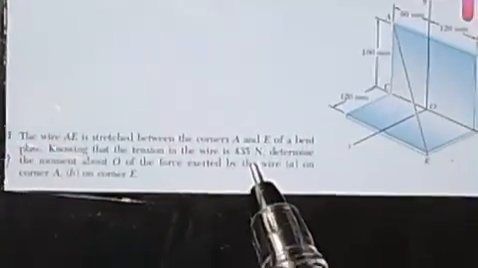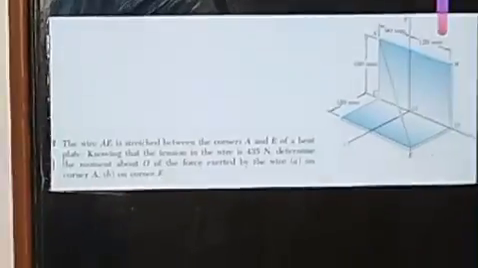Here is a question on moment of force, and the question says the wire AE is stretched between the corners A and E. This is A, this is E, of a bent plate, knowing that the tension in the wire is 435 Newton. So let's write the tension out. Tension is 435 Newton.